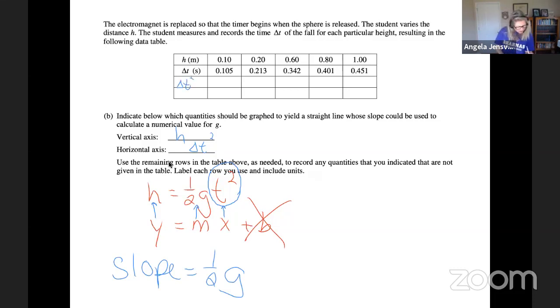delta t squared in seconds squared, okay? And we can fill it in using a 4-function calculator, 0.011. All you need to do is multiply, right? It would be 0.105 times 0.105, 0.045, 0.117, 0.161, 0.203. Okay, so those are the times.